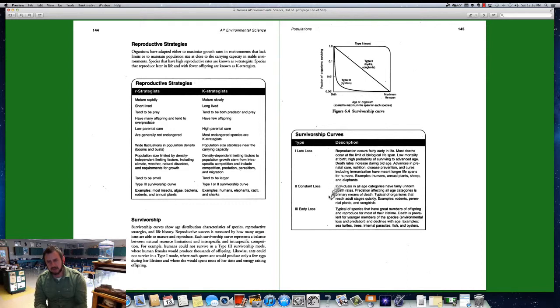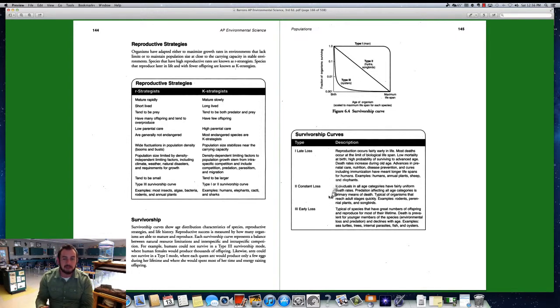All right, so let's get into survivorship curves. Survivorship curves show age distribution characteristics of species, and also reproductive strategies, and also the life history of that species. Reproductive success is measured by how many organisms are able to mature and then go on to reproduce. Each survivorship curve represents a balance between the natural resource limitations and interspecific and intraspecific competition.